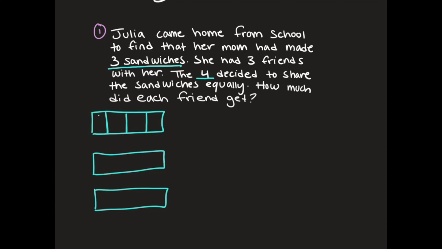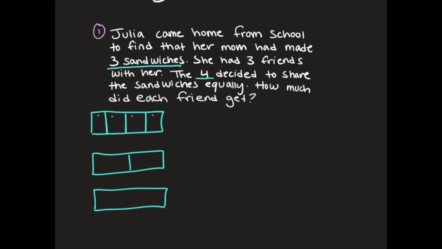Again, I can check my work. I have 1, 2, 3, 4 pieces. Cut this sandwich into fourths. 1, 2, 3, 4. And finally my third sandwich into 4 pieces. 1, 2, 3, 4. So I'm going to go in and number them.